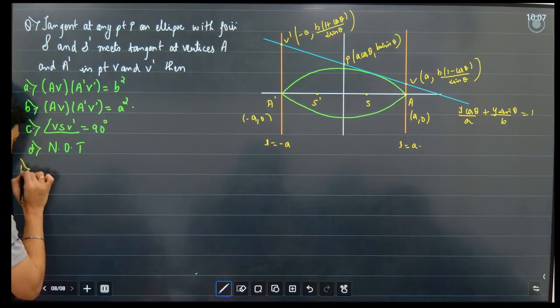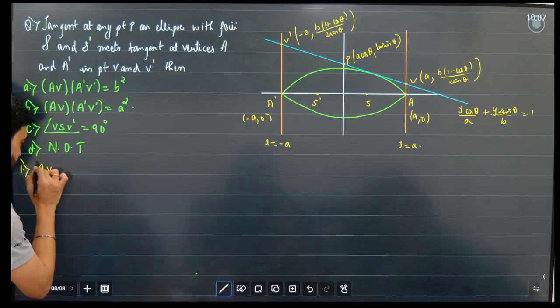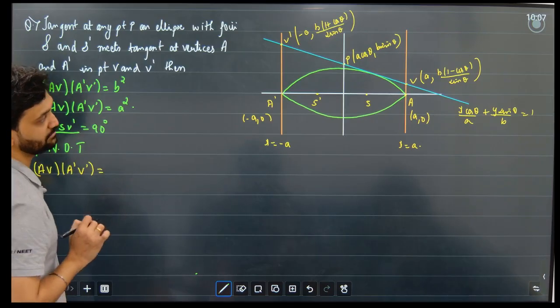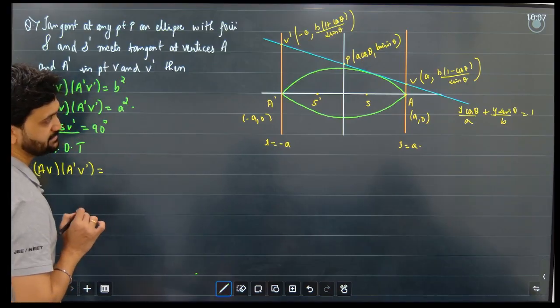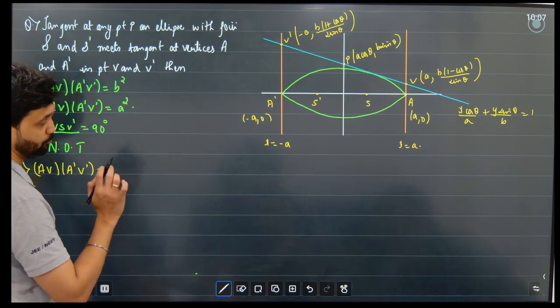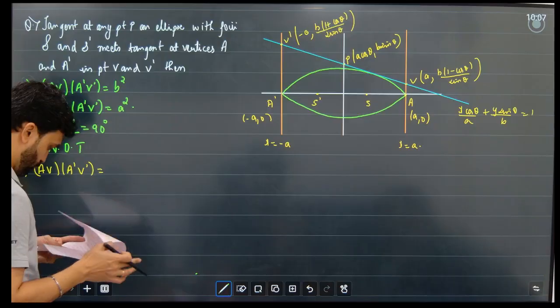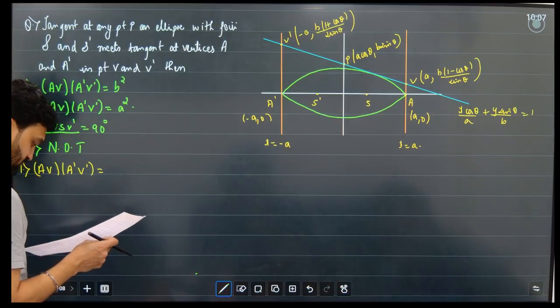We'll first check the value for AV into A'V'. Now AV, if I solve by distance formula, or by slope-point formula, I'll find the slope of AB into slope of A'V'. Okay, slope of AB into slope of A'V' is equal to what?